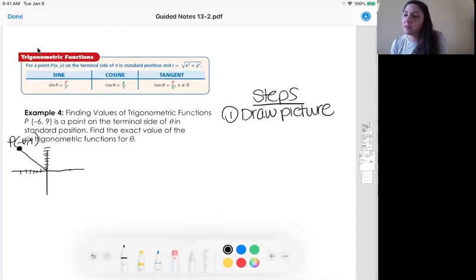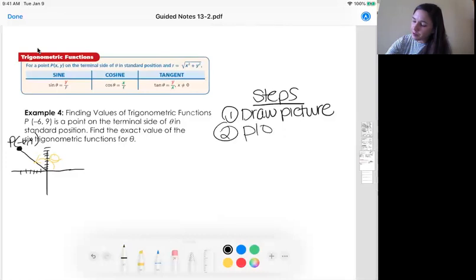Remember, they say that this point is on the terminal side of our angle. So our angle is here. That's our theta. But the nice thing is we're going to actually use our reference angle here as our theta, because they have the same trig functions. So we've drawn our picture and drawn our theta, but we still need to find the 6 trig functions. So step 2, we drew our picture and plotted our point and our angle.